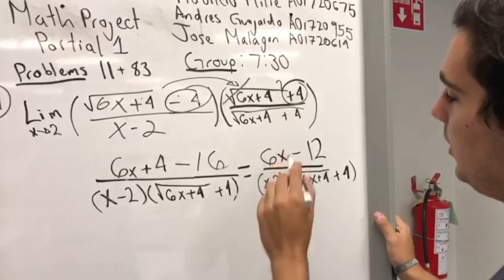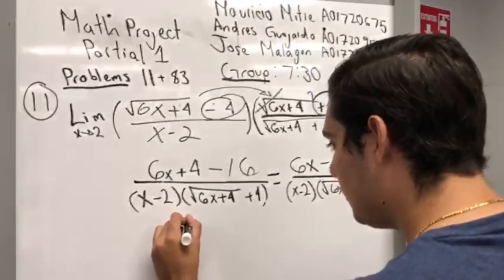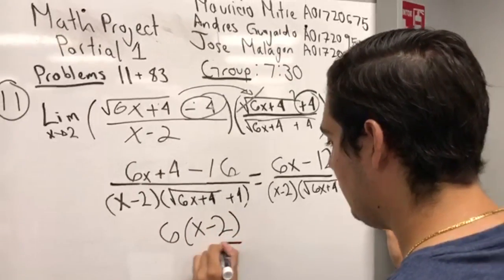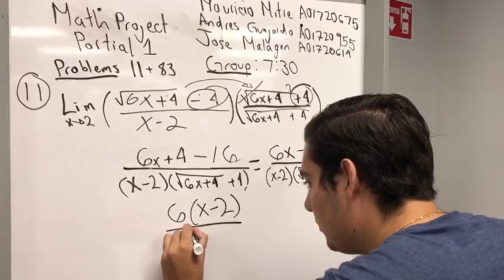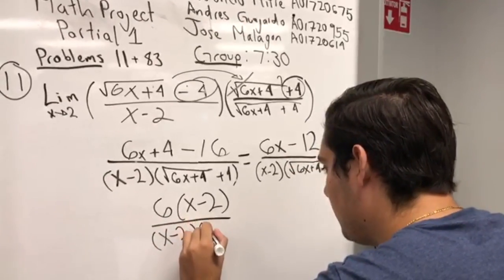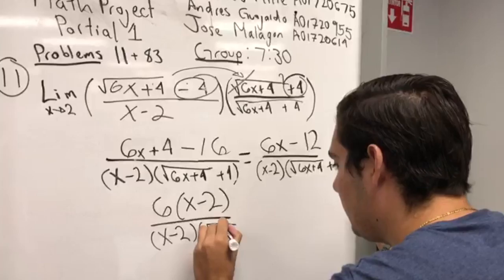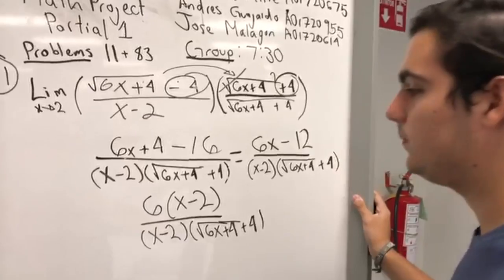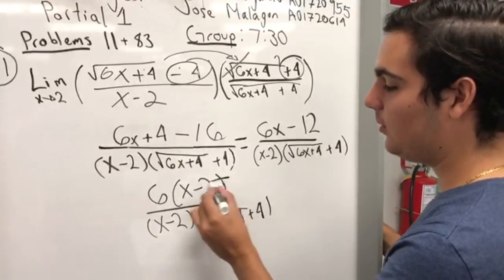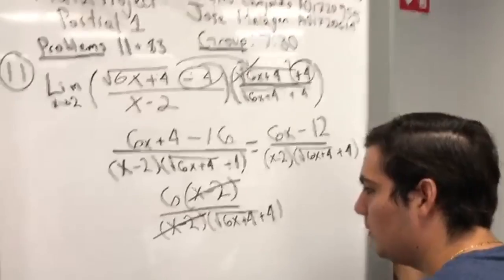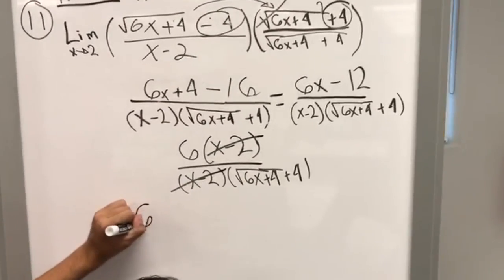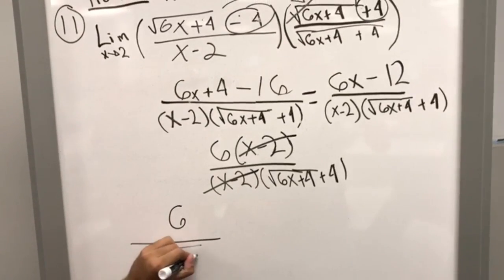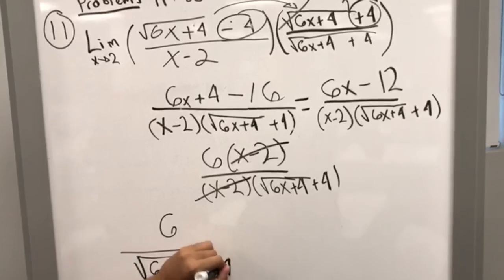And now we just take out a 6 here. We make this equation 6 times x minus 2 over x minus 2 times the square root of 6x plus 4 plus 4. We cross out the x minus 2 and we're left with 6 over the square root of 6x plus 4 plus 4.